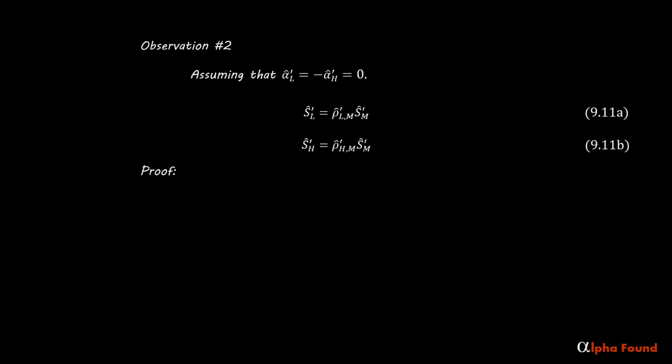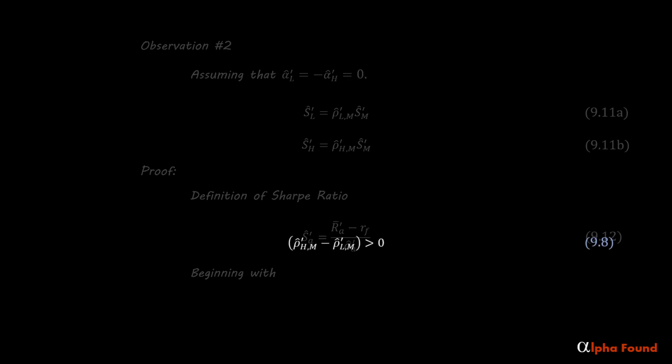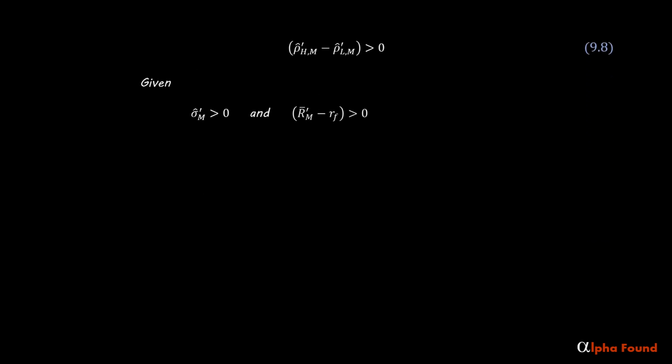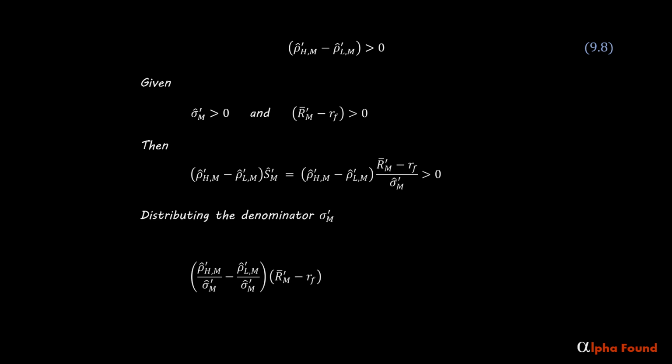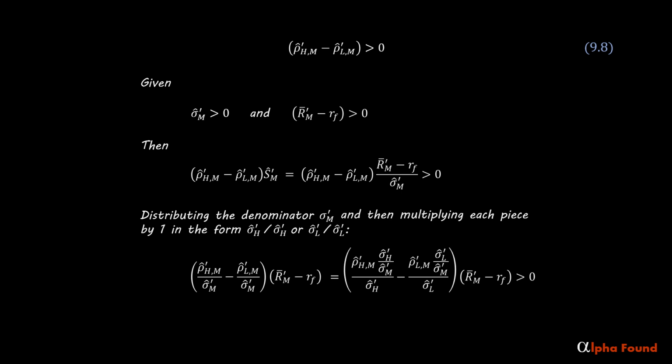Proof. Here is the formula for the Sharpe ratio. Beginning with 9.8, if the standard deviation of the market is greater than 0, and with a generally rising market, the difference in correlations can be multiplied by the market Sharpe ratio to get the following. Distributing the denominator gives this, and then multiplying each piece in the parentheses by 1 in the form of portfolio standard deviation divided by portfolio standard deviation.